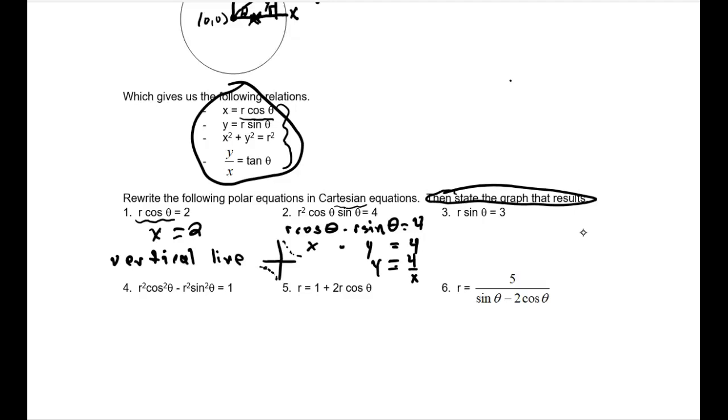3 is pretty simple. R sine of theta is one of our conversions at the top. R sine of theta is directly equivalent to y. So in this case, y would equal 3. And then obviously that would have to be a horizontal line through the y value of 3.